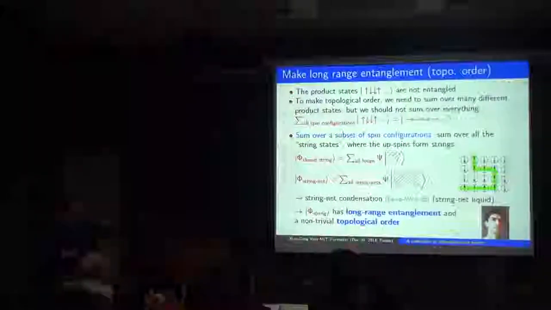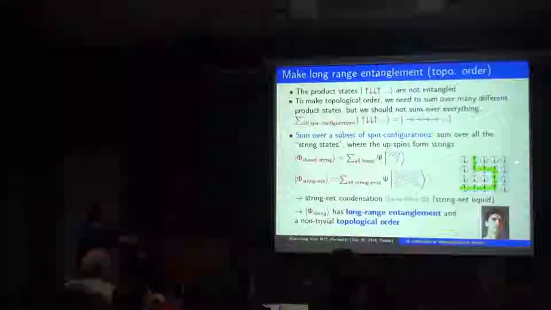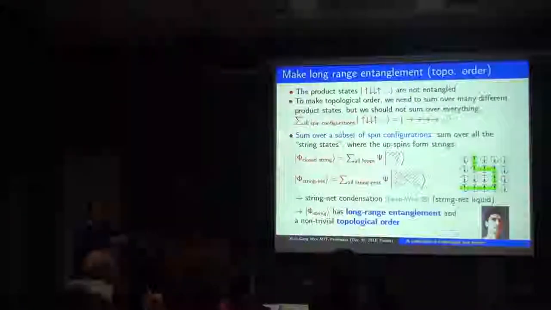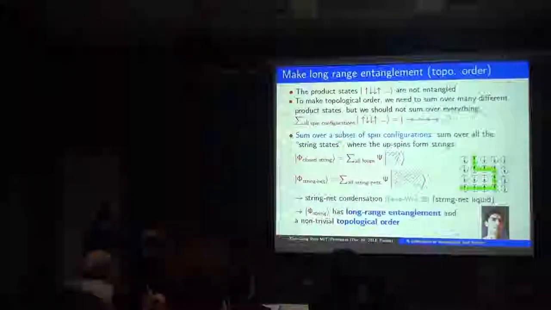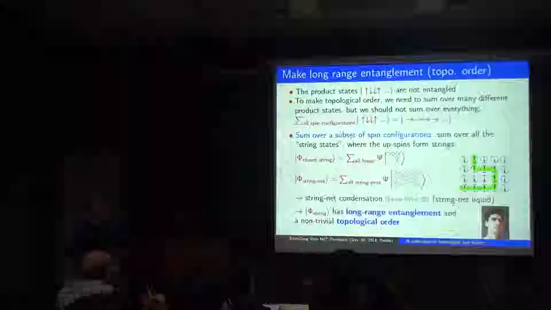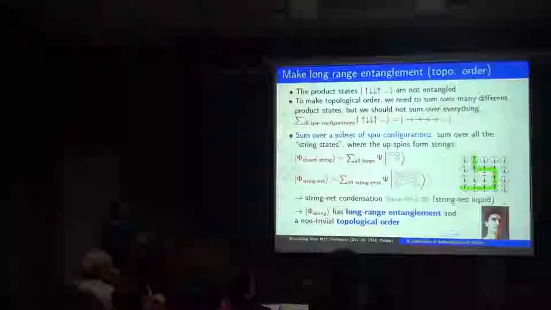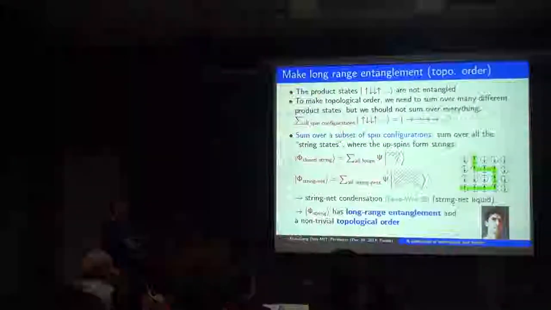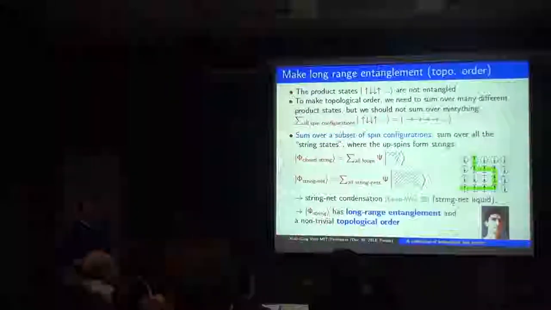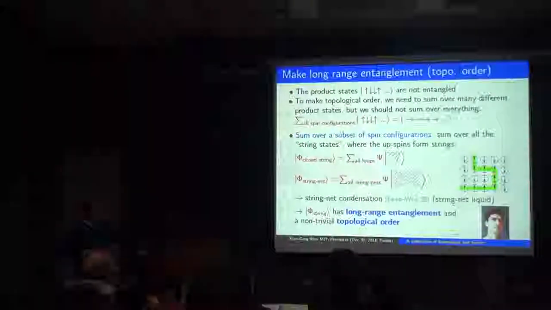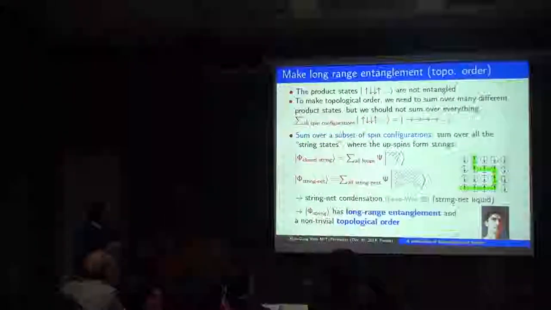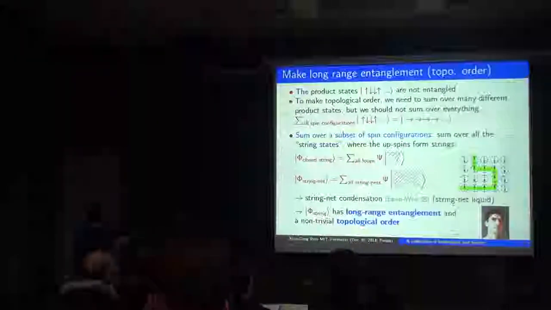One way to do so is to start with a spin system where we view down spin as our background. Then we say the up spins only form loops, or strings or loops. We only consider those configurations where up spins form loops. Then when we do the superposition, we sum over all these loop configurations. So we do not sum over all spin configurations, only a partial sum, only loops of up spins. This way we get a state, and certainly this is a long-range entangled state.